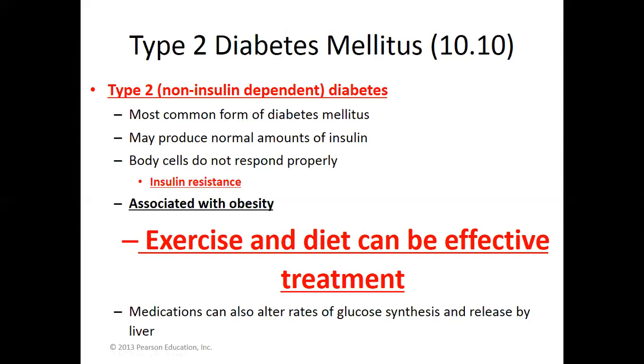It's mostly associated with obesity. So it's considered adult onset diabetes, but it can be self-induced. You can be predisposed to it. It may run in your family, but you can also have a pretty decent diet and exercise as an effective treatment, but there's sometimes where medication is necessary. But basically, this is characterized by insulin resistance.